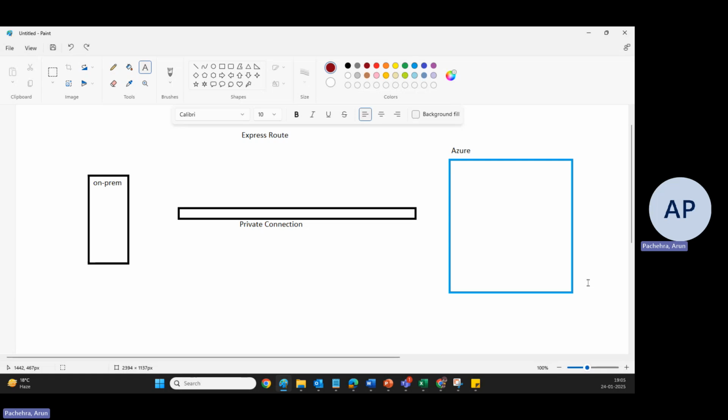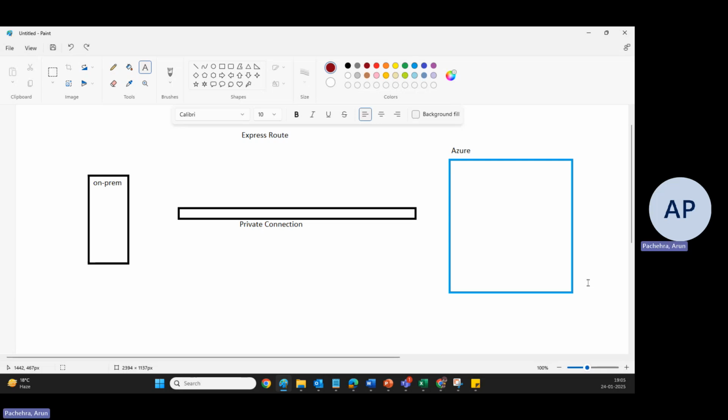In today's video, we are starting ExpressRoute. There will be a couple of videos on ExpressRoute so that we could understand it properly, what exactly it is, what challenges it solves, use cases, configuration, and a lot more.